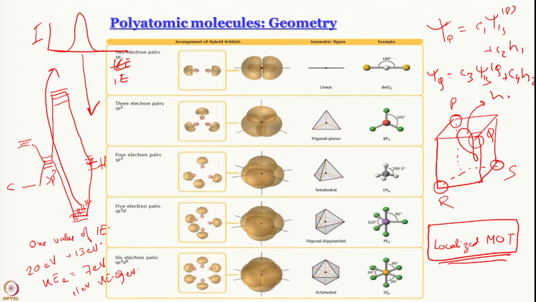So, what we will do is talk about delocalized MOT, but before that I request you please remember this discussion. If I use localized molecular orbital theory, then I am going to get one value of ionization energy, one band in the photoelectron spectrum. That being said, let us go ahead and discuss the delocalized molecular orbital theory picture. What does that mean? I want delocalization, so I will not use hybrid orbitals.